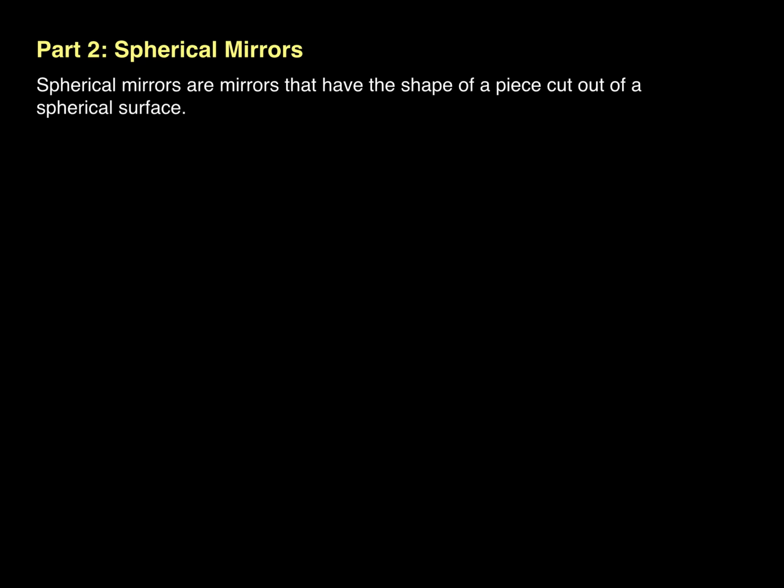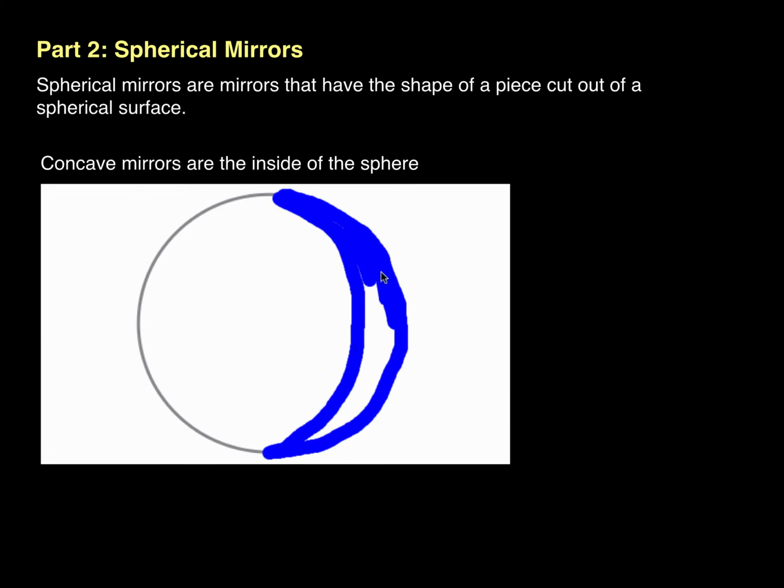Part 2. Spherical mirrors. Spherical mirrors are mirrors that have the shape of a piece cut out of a spherical surface. Concave mirrors are the inside of the sphere.